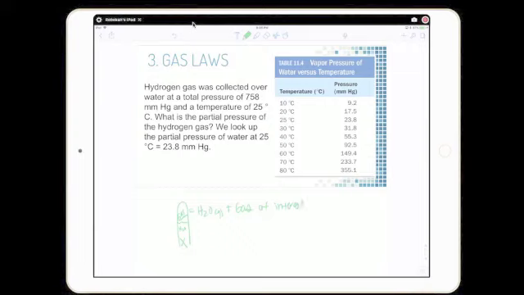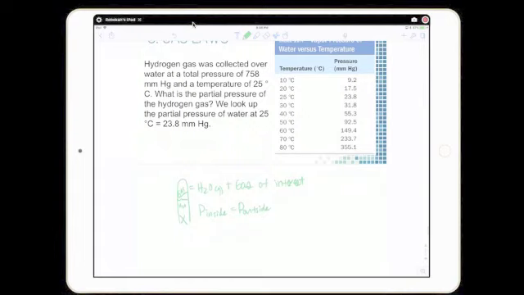Now, the pressure inside the tube likes to equal the pressure outside. Okay, so when they give us this total pressure right here of 758 millimeters of mercury, and they give us a temperature, we can find the partial pressure of the hydrogen gas as the gas of interest. So they tell us, we actually look it up, 25 degrees C is 23.8 millimeters of mercury for my water pressure.